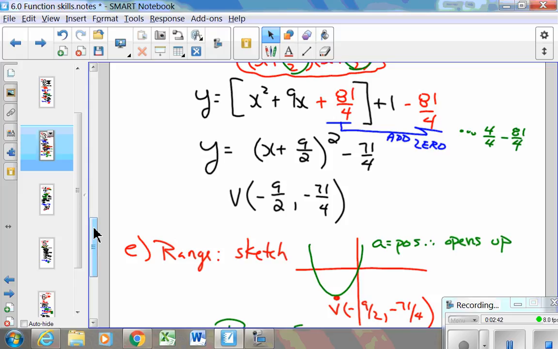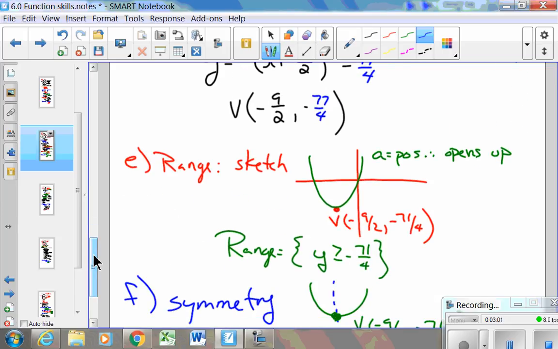A little bit of math again. 4 minus 81. That should be 77 instead of 71. So let's fix that. I'm going to fix that a few places now, I guess. This will be minus 77 quarters. So my vertex is minus 77 quarters. When I talk about my range now then, I'm going to have to change this to 77 quarters. 77 quarters all the way through.